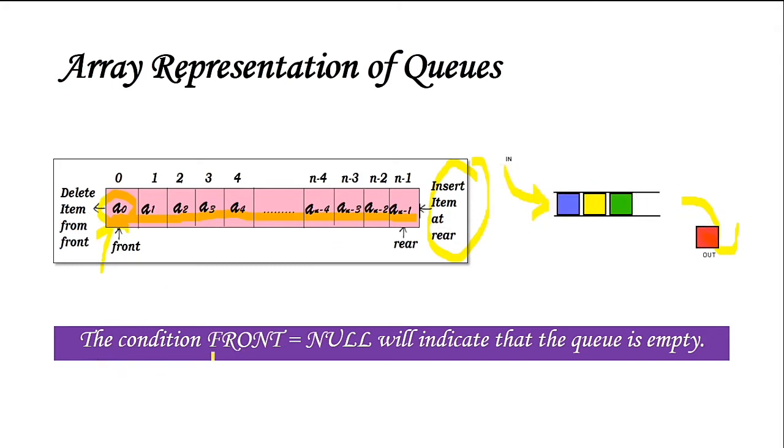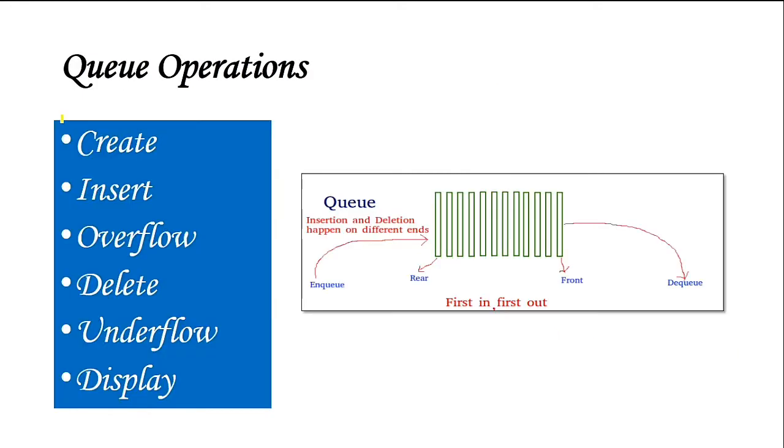Okay. So the condition front is equal to null will indicate that the queue is empty. That is the initial condition. When front is equal to null, nothing is there, you have an empty queue, right? So that condition will indicate the queue is empty. What are the different operations you have in queue? There are five different operations, and one more is create. You are going to create a queue initially. So in total there are 6 operations: create, insert, overflow, delete, underflow and display.